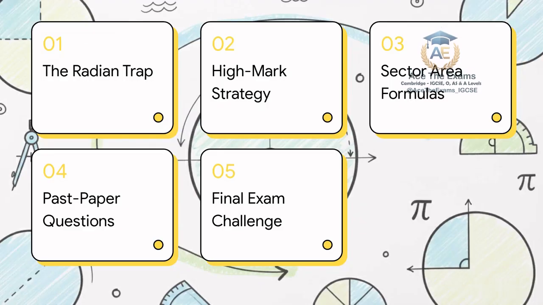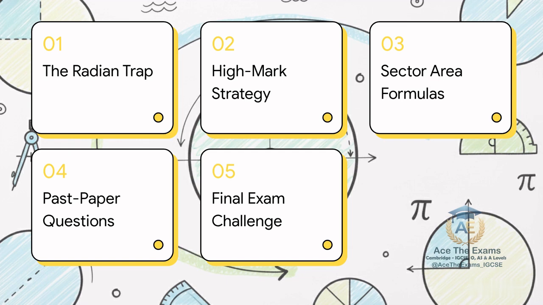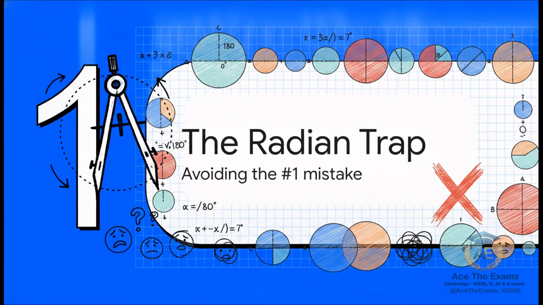Here is our exact roadmap to unlock top-band exam mastery today. 1. The radian trap. 2. High-mark strategy framework. 3. Sector, area, and perimeter tools. 4. Tackling past paper questions. And 5. The final exam challenge. Okay, let's dive right into Section 1, the radian trap.